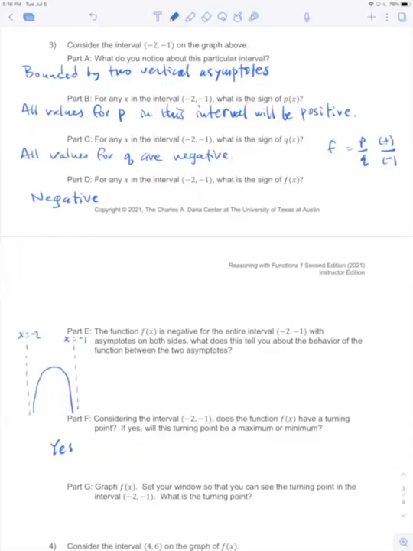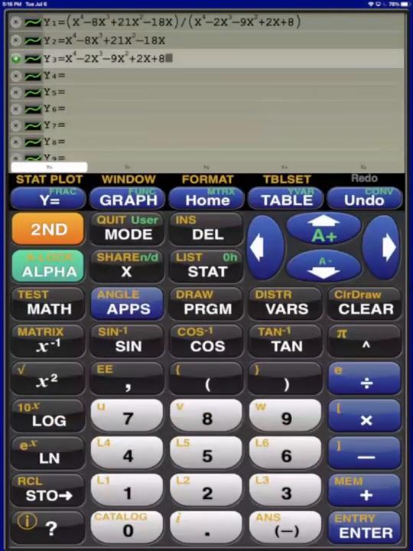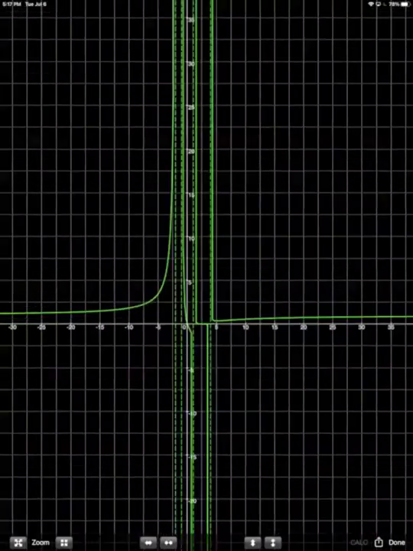So I have this graphed over here. Let me go back to the y = screen. We'll turn off those two lines, and then we'll turn on the y1, which is p over q. And then let's just graph this and adjust the window so we can see. It says set your window and what's the turning point.